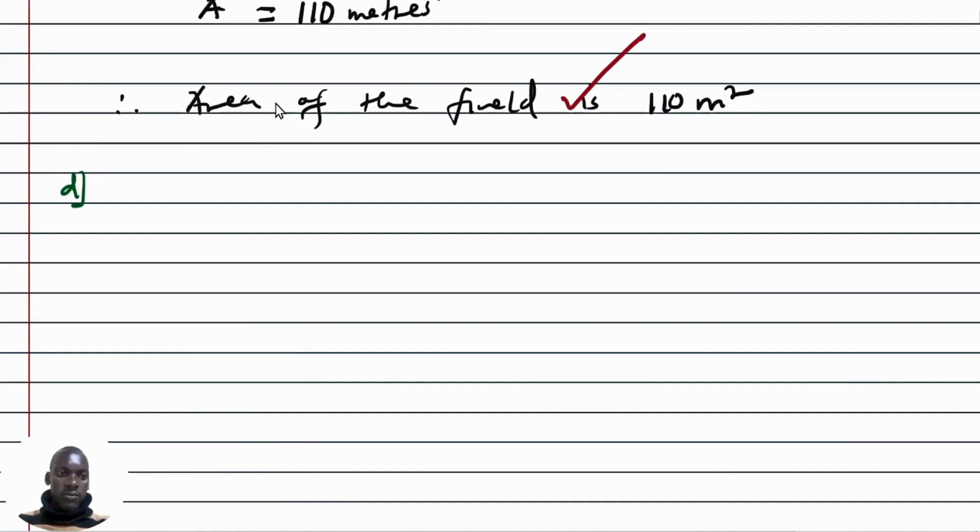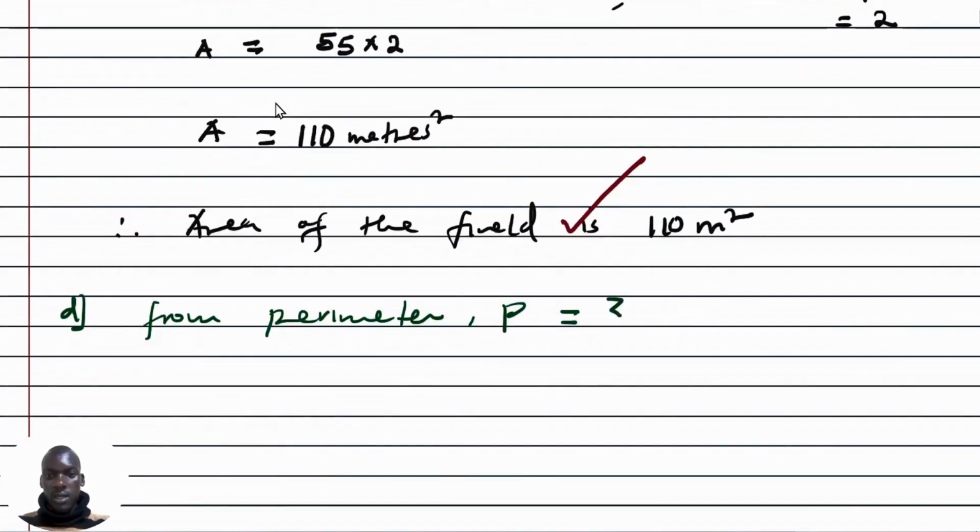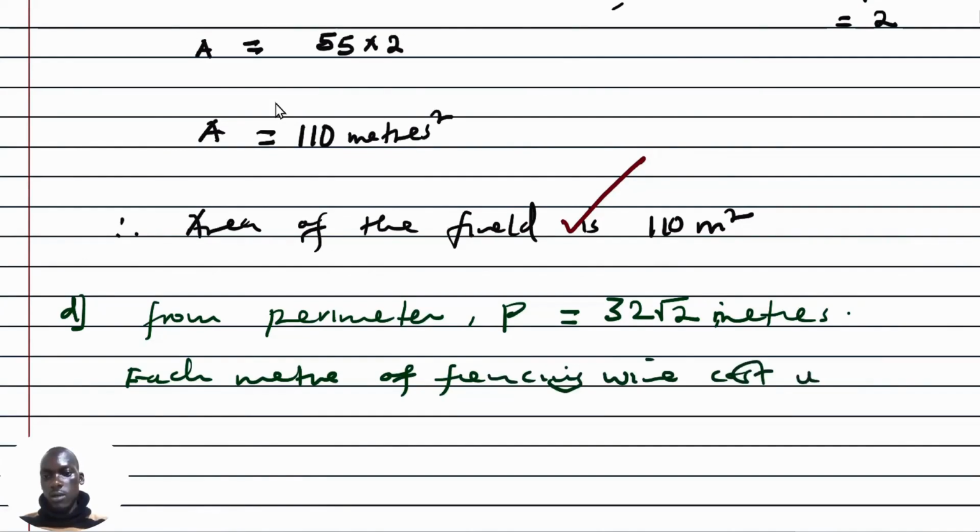So from the perimeter, which we abbreviate as P, we can cross-check that it was equal to 32 root 2. So the perimeter is simply 32 root 2 meters. But they say that each meter of the fencing wire costs UGX 5,000. What about these meters? That means the total cost required is simply the perimeter, which is 32 root 2, multiplied by the unit cost per meter, which is 5,000.